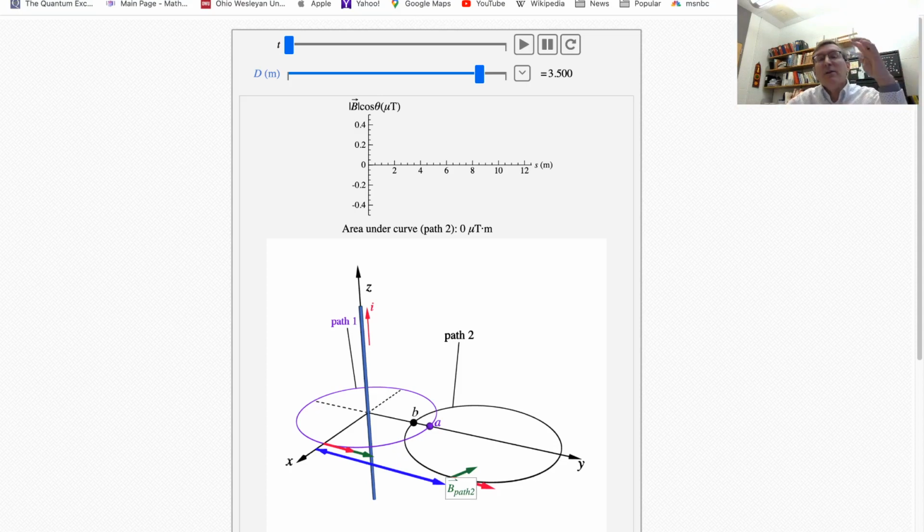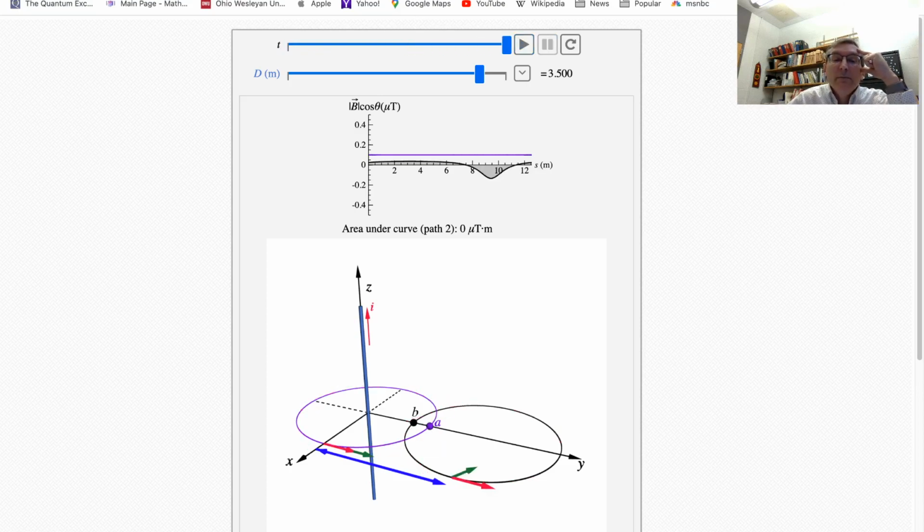At any given location for each path, it's going to plot what the graph calls B cosine theta, which is just the component of B along ds. And it's going to plot that as you go around once. Basically the area under that curve is the integral. That's the circulation. So I want to see what we get for the circulation for path 1 and path 2 when I run the animation. So it encircles the path exactly once.